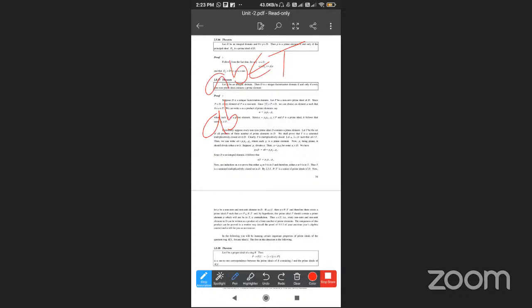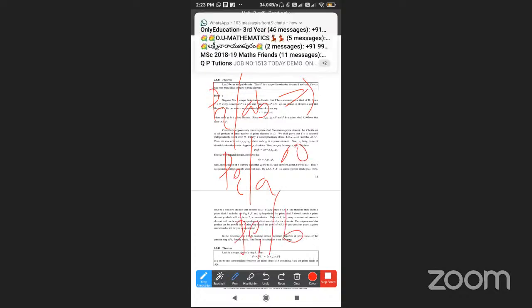Then T is equal to ab is equal to the product of prime elements p1, p2, up to pn, where pi is a prime element. Now pi, being a prime, should divide either a or b. Since pi divides ab, this implies pi divides a or pi divides b.